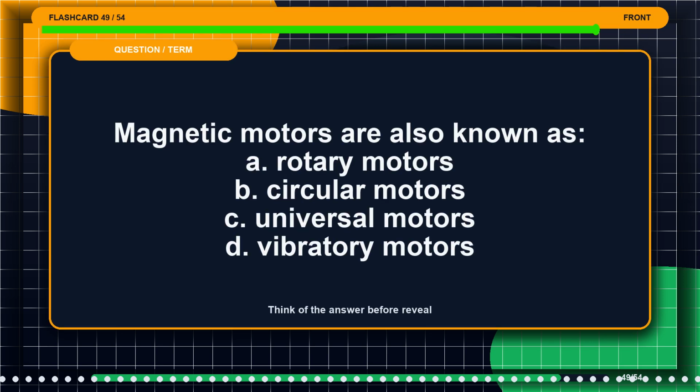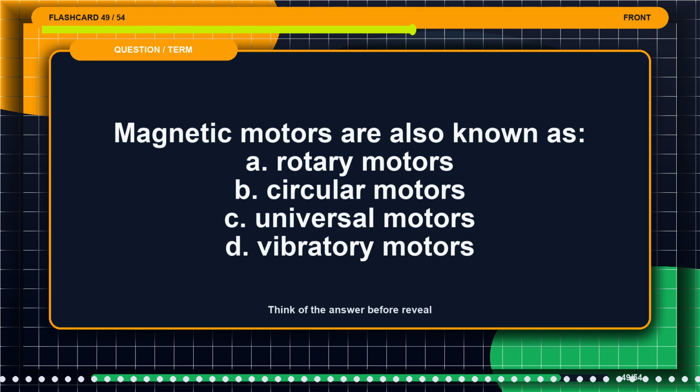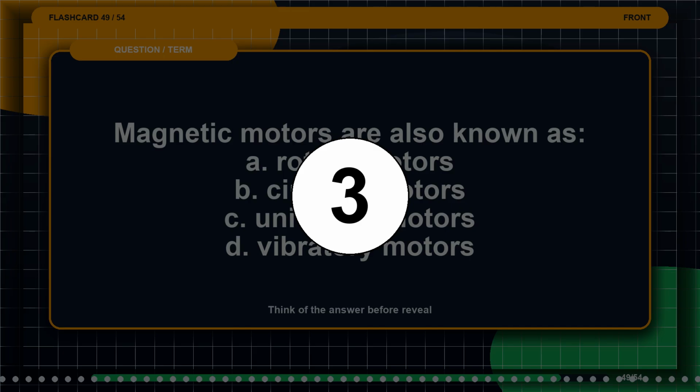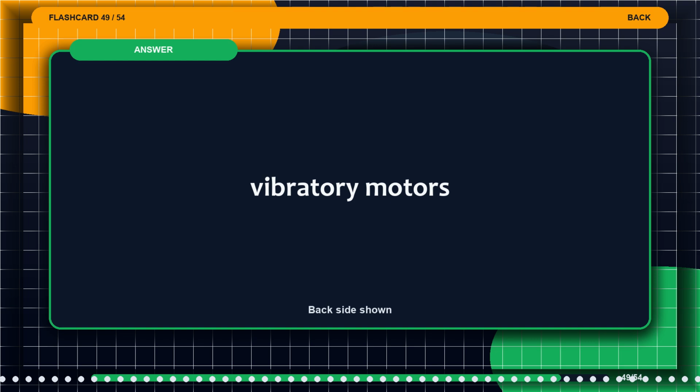Flashcard 49. Magnetic motors are also known as A. Rotary motors. B. Circular motors. C. Universal motors. D. Vibratory motors. Pause and think of the answer before the reveal. The answer is vibratory motors.